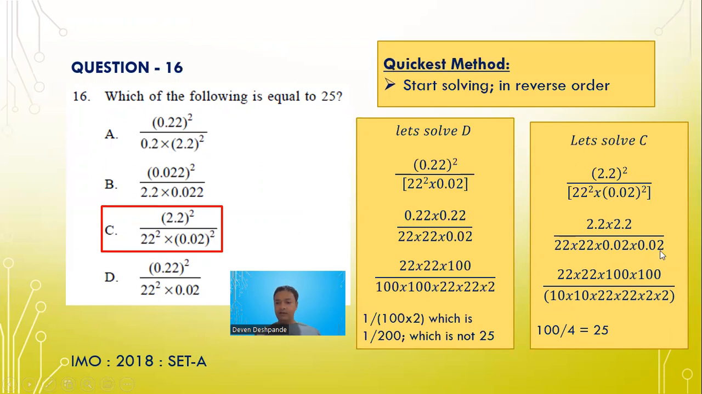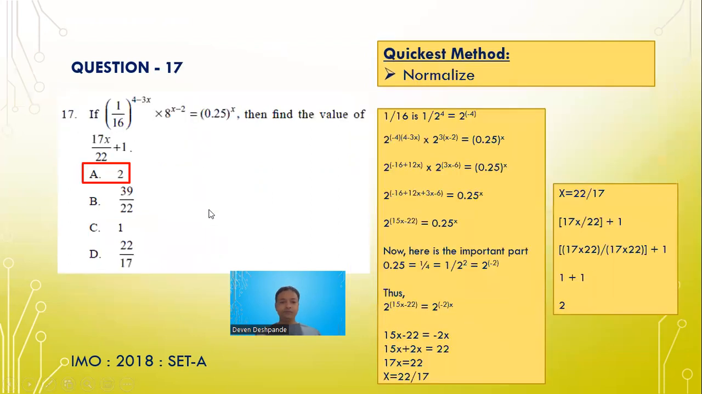So when you start cancelling, 10 tens are 100, 100 cancels. 22 cancels 22, 22 cancels 22. What remains is 100 upon 2 into 2, which is 400 upon 4, which is 25. Hooray! So option C is the correct option.